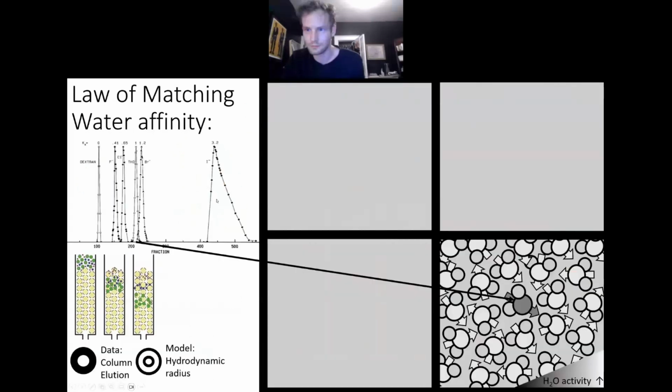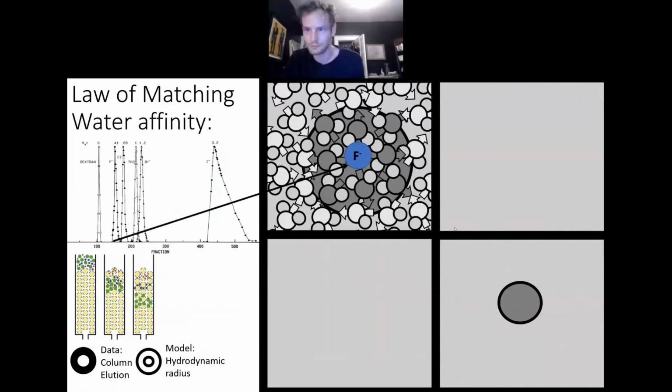So what he's doing is running a column with 0.1 molar sodium chloride, and then he's going to run these different molecules through. Dextran is very, very large, so it goes very, very fast through the column. And then these chemicals take longer. THO is actually tritiated water, so that's his control for straight water.